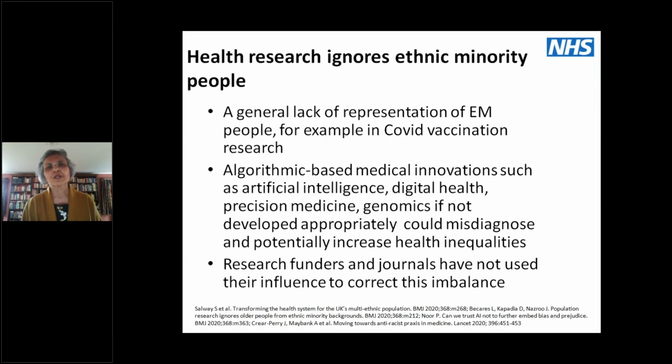Health research ignores ethnic minority people. We know there's a general lack of representation of ethnic minority contributions and inputs, for example, in COVID vaccination research, which you'll all know about. But algorithmic-based medical innovations are beginning to be approved for use with clinical trials with 0 ethnic minority participation. And this is leading to gadgets and technologies which could misdiagnose and potentially increase health inequalities. And research funders and journals have not used their influence to correct that imbalance.